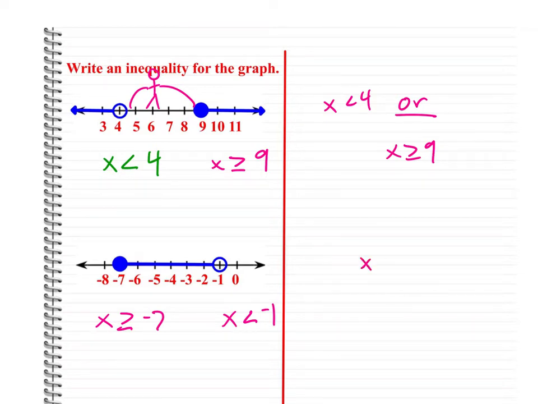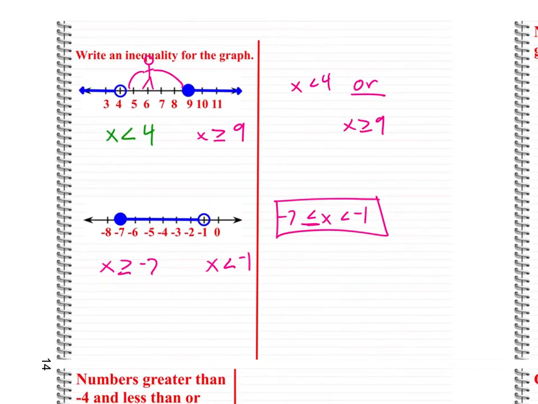I'm just going to put an x in the middle, and then I'll put my two signs. I know that x needs to be bigger than or equal to -7, and on the other side, x needs to be less than -1. There is my solution. Again, you can write this as just these two things and then put the word and. I just like to do it in this form.